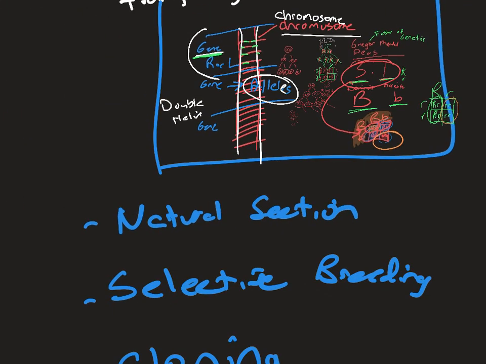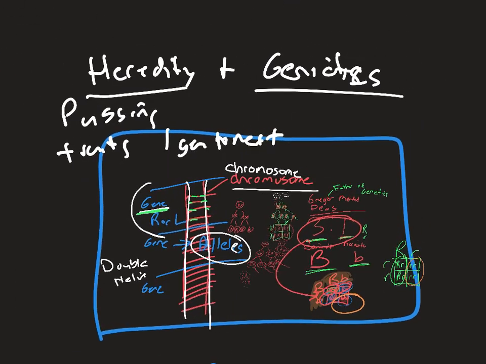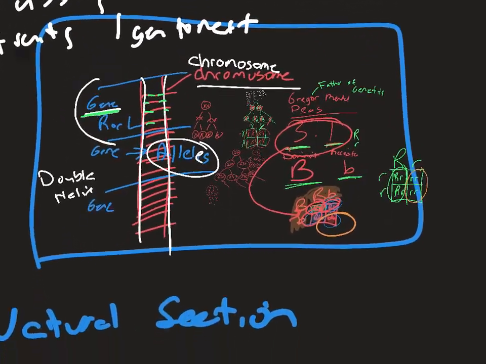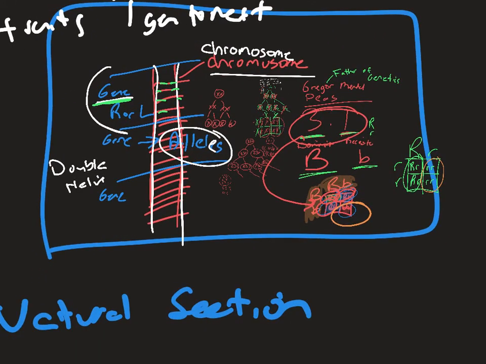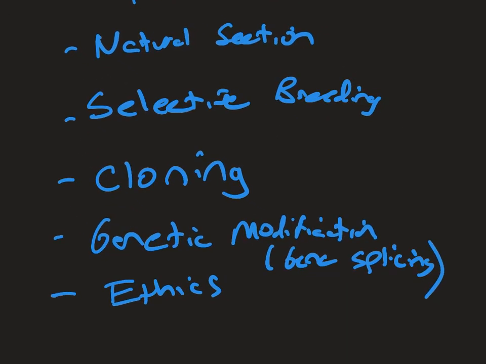Okay, that's a messy bit there. Anything that you want me to talk about specifically before I move on? Okay, and then we talked about these terms yesterday. Natural selection, selective breeding, cloning, genetic modification or gene splicing, and ethics.